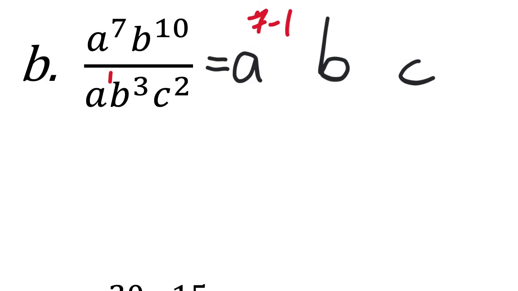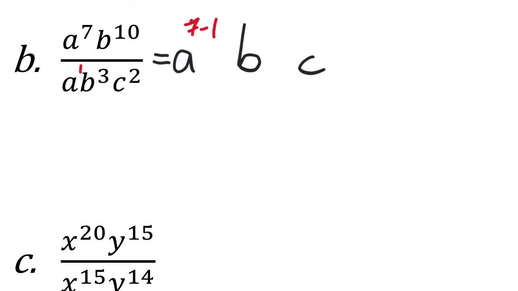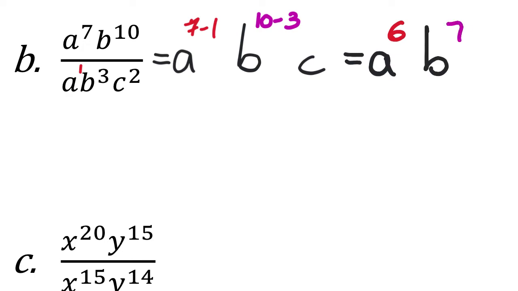Let's give ourselves a little more space here. That means this would end up being a to the power of 7 minus 1, which is 6. For the base b's, I've got an exponent of 10 in the numerator and an exponent of 3 in the denominator. Since those bases are being divided, we're subtracting the exponents, so base b would have a new exponent of 10 minus 3, which is 7. Now, I put the c here in a list with the other bases, but there's only one c base in this problem, and it's in the denominator. So I should rewrite that, and it should just stay in the denominator like this.